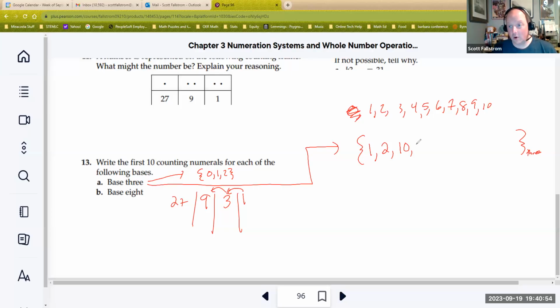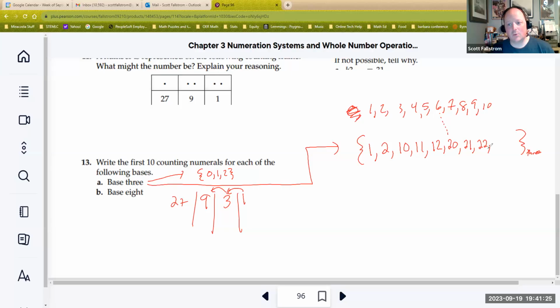Next number would be 4, which would be a group of 3 and an extra 1. Then 5, a group of 3 and 2 ones. And notice again, I've got to the end. 3 is my next number, but I can't have a 3, so I will regroup. So here we go. It would be 2, 0, and that would represent the number 6. Then 6 plus 1, or 2 groups of 3 plus 1, is 2, 2, which would be the number 8.